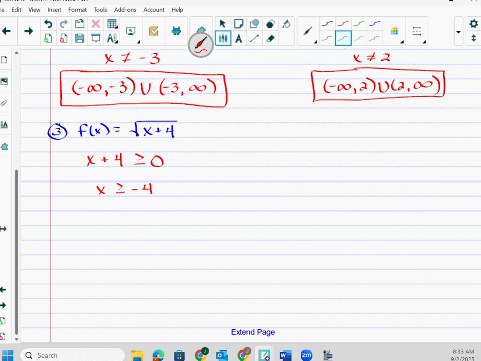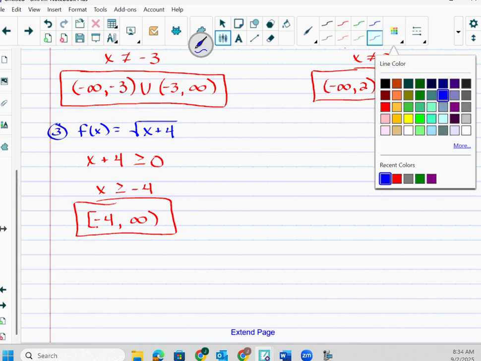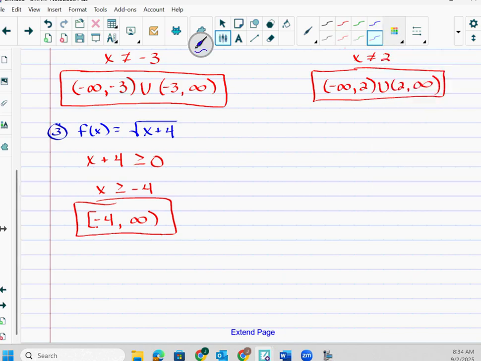And again, we need to write that in interval notation. So what do we think? Parenthesis or bracket this time? Bracket, because we're including the negative 4. So we're going to say bracket negative 4 to infinity. Okay, because it's everything bigger than negative 4, including the negative 4. Guys, stop me if you have questions, okay? Otherwise, I'll just keep cruising here.